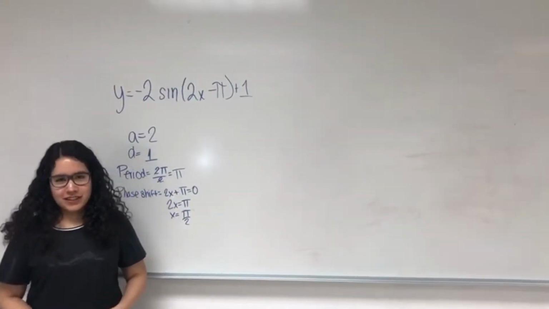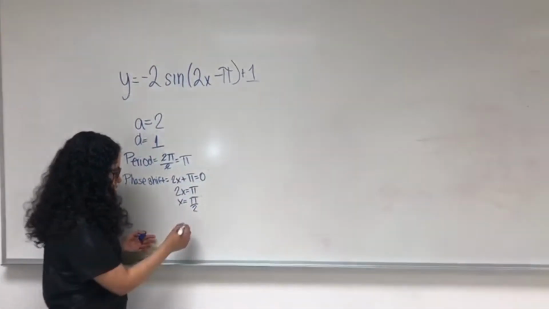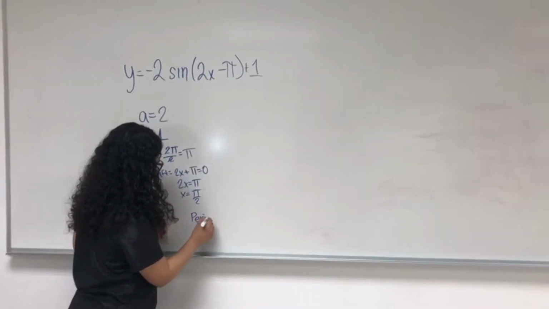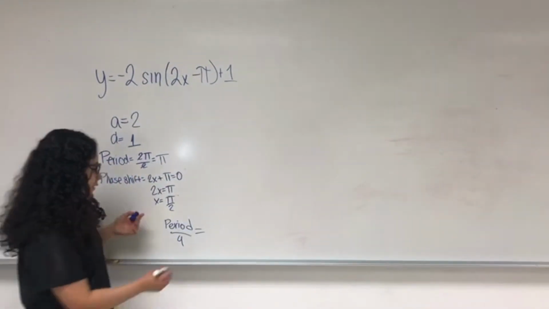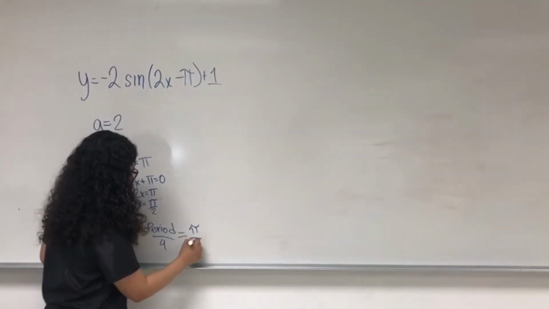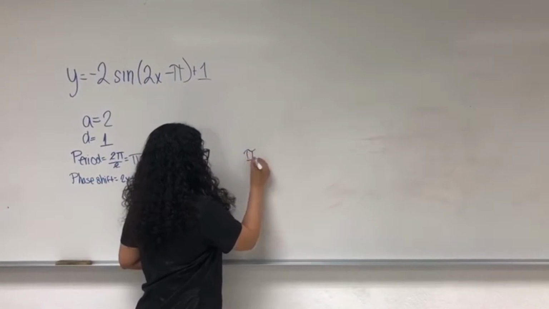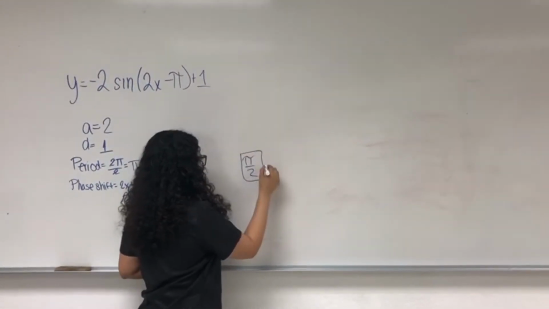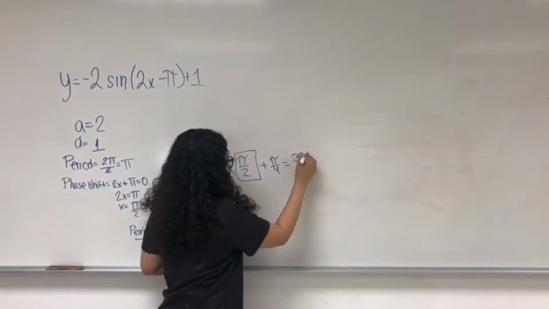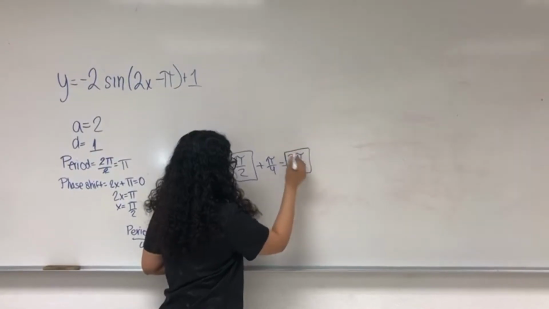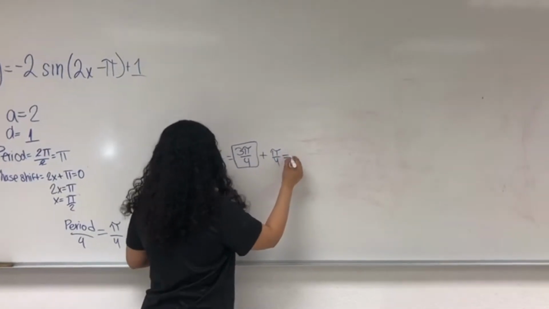To get the 5 key points in our graph, we will use the phase shift as our first point, and we will add period over 4. In this problem, the period is π, so we will be adding π over 4. Our first point is π over 2. Then we add π over 4, which is 3π over 4. This is our second point. Then we add π over 4 again, and it is π.